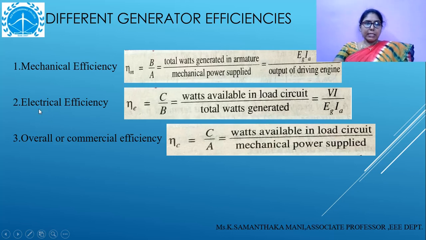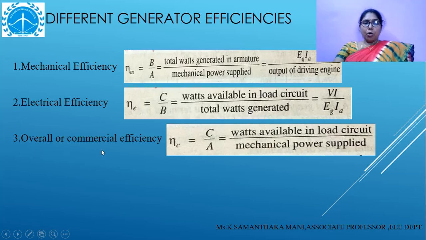Next we'll discuss electrical efficiency. Electrical efficiency eta is given by capital C by B. What is capital C? Watts available in the load circuit, represented by the product V into I. And what is the total watts generated? EG into IA. This is the electrical efficiency.